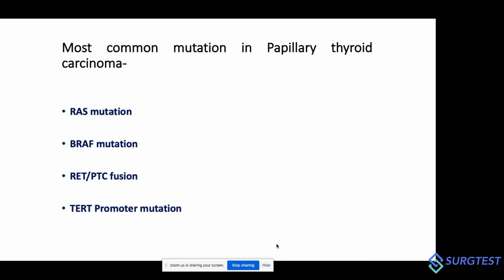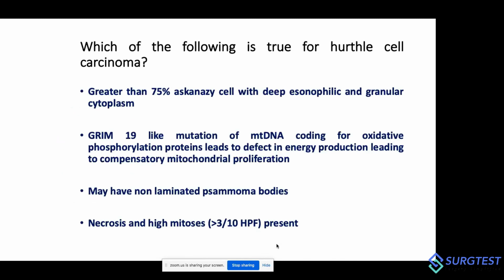BRAF, right? I should have written it as a BRAF point mutation, BRAF rearrangement. That would have been a difficult one.